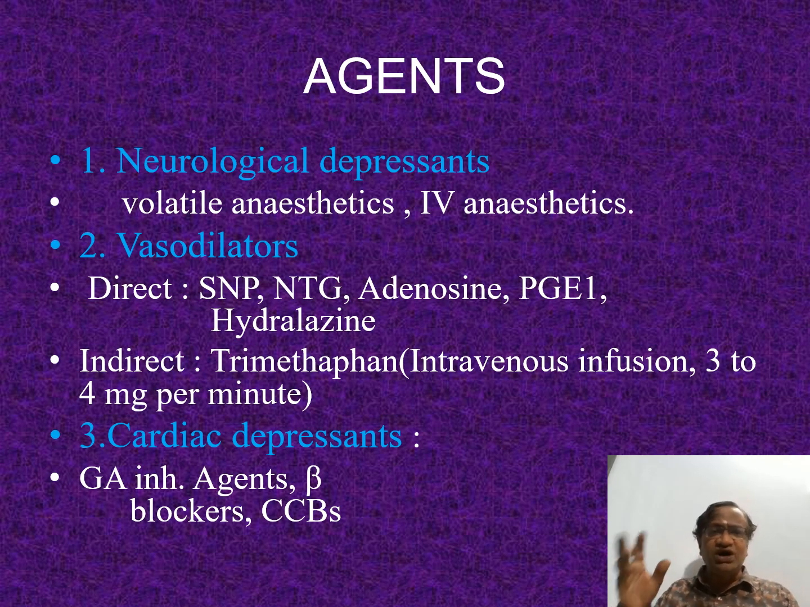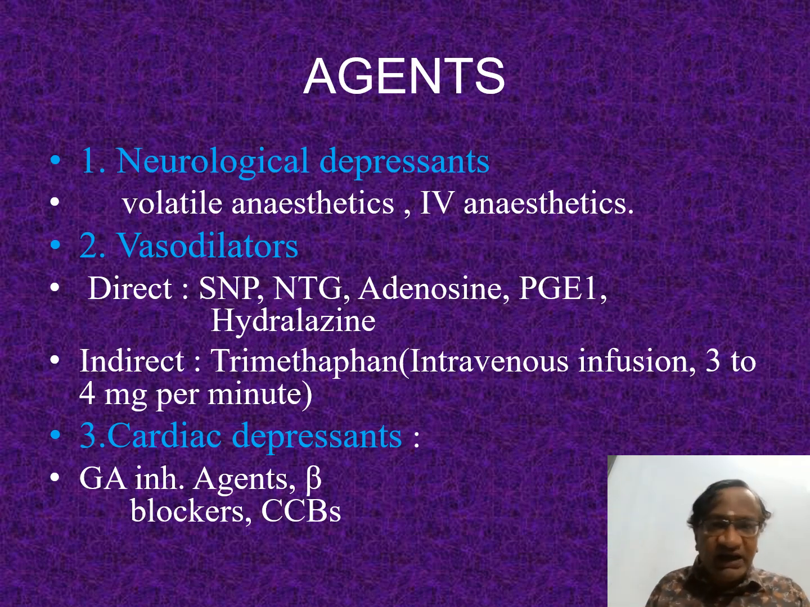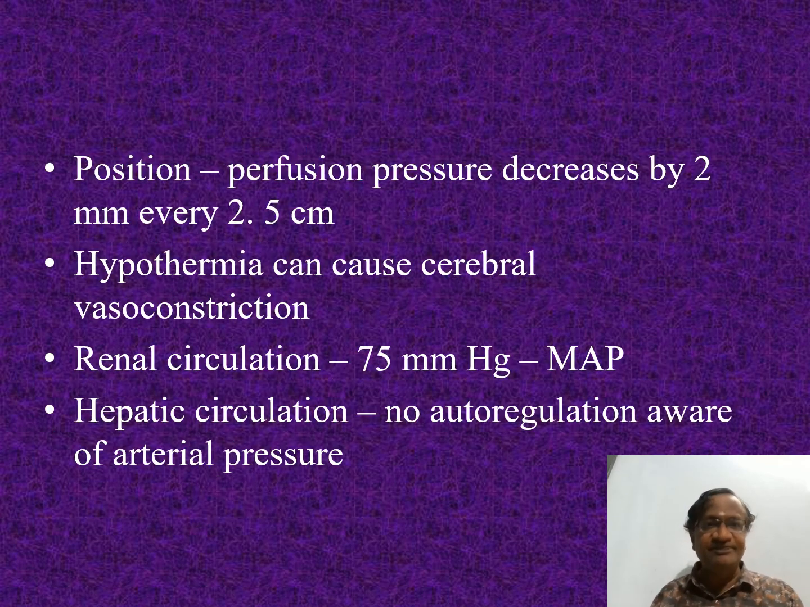There are a lot of drugs: neurological depressants, volatile anesthetics, IV anesthetics. We can give propofol infusion to decrease and control the hypotension. We can give vasodilators, SNP, NTG, adenosine, etc. Indirect: trimethaphan. We can give cardiac depressants, beta blockers, calcium channel blockers. Position, I have already told. Hypothermia can cause cerebral vasoconstriction. Renal circulation, this is 70 to 75 MAP. Hepatic circulation, there is no autoregulation.